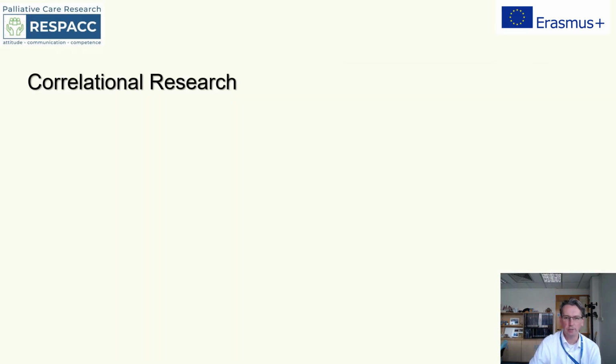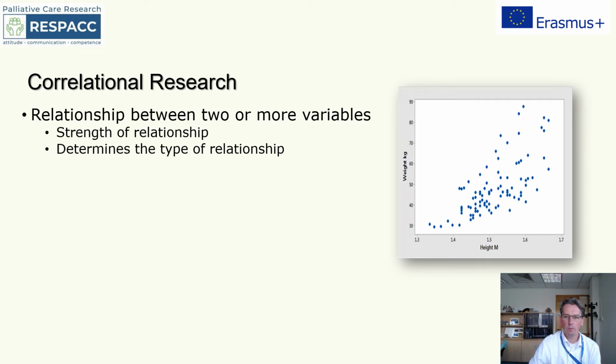Let's look at correlational research. So correlational research seeks to look at the relationship between two or sometimes more than two variables. And one of the things that correlational research can do is look at the strength of relationship between two variables or two concepts. So as you can see on the image here, we've got a scatter plot, and on the y-axis we have weight, and on the x-axis we have height. And from the scatter plot, we can think that actually it looks like there's a trend that as weight increases, height increases, as height increases, weight increases. So we can say there's a positive relationship between the two variables that we're examining here.